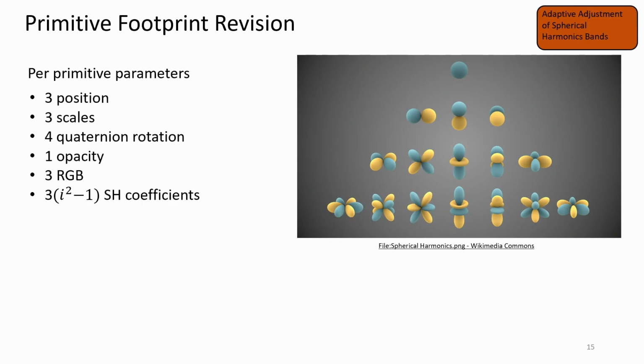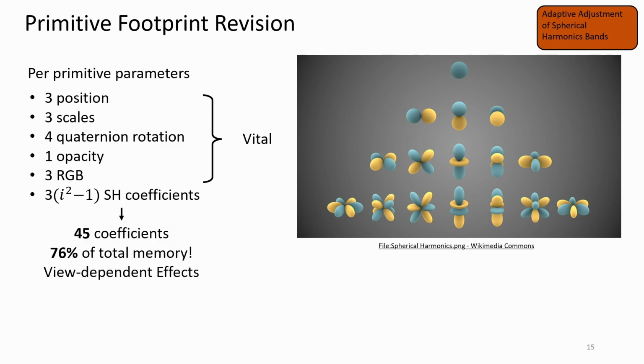So just as a refresher, these are the parameters that each primitive has. Of these, the 14 on the top are deemed vital because they describe the position, the shape, the opacity, and the RGB color, which is necessary. It's essential for the volumetric rendering equation. So we're left with the spherical harmonic coefficients. For a 3-band model, these coefficients are 45, and they amount to more than 76% of the total memory, and they're only used to model view-dependent effects.